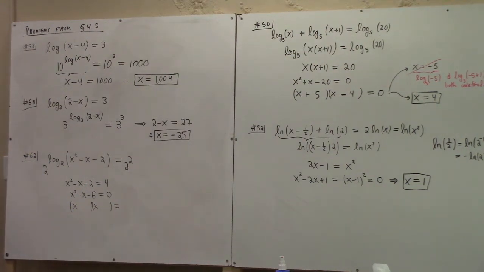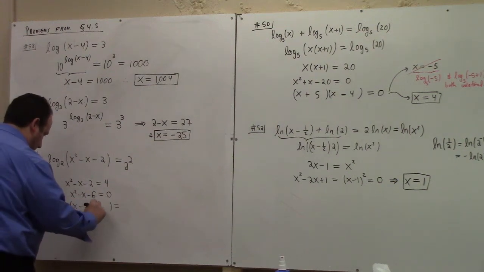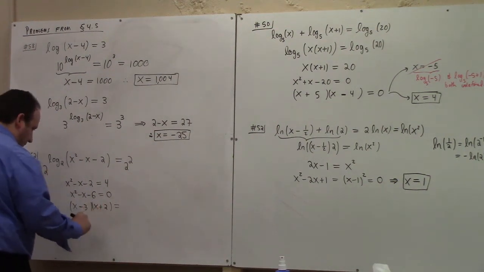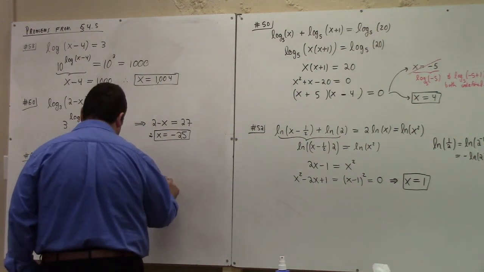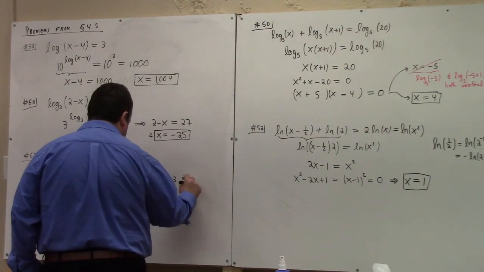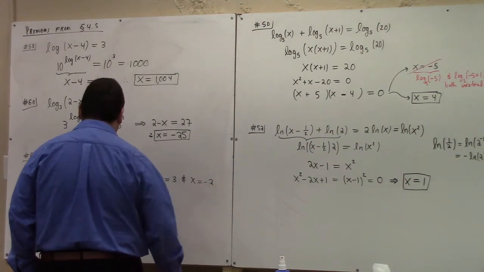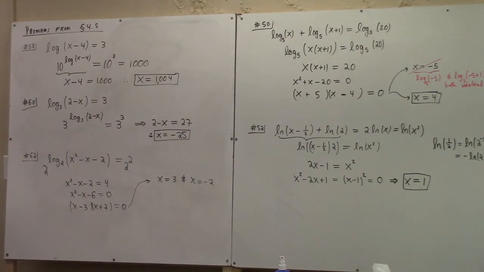Minus 3 plus 2. And so our solutions, apparently, are x equals 3 and x equals minus 2. And in this one, they both work because the original problem was not broken up into 2 logs, right? Like, these both solve this equation.